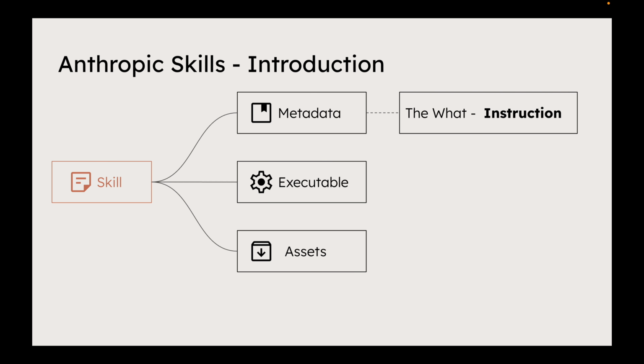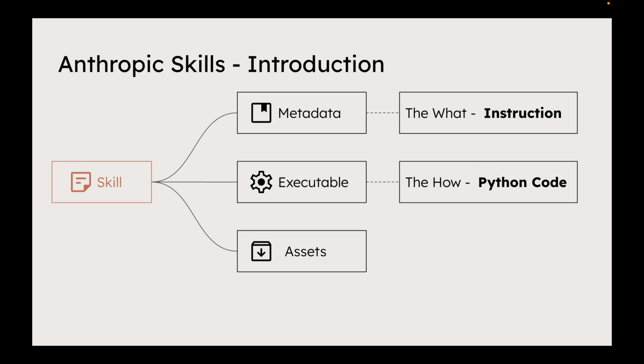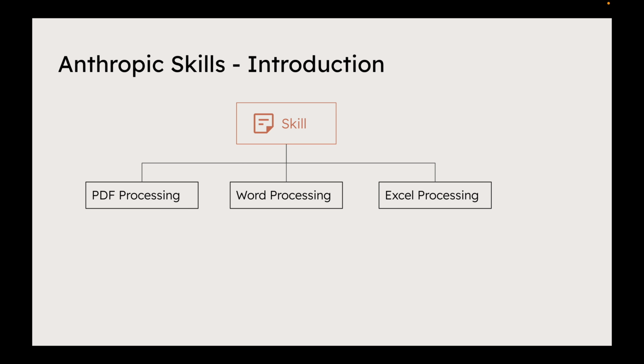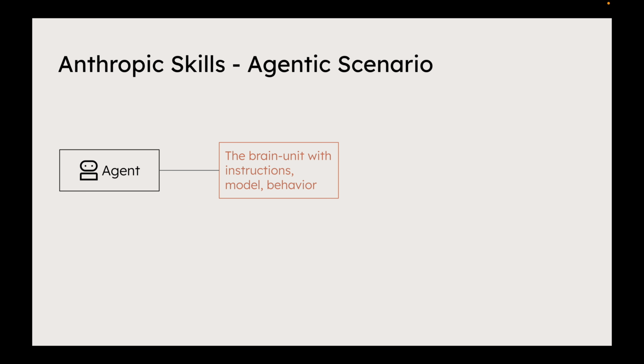Next we have executable, and this is where the magic happens. You can write your own Python code and package it alongside the instruction set. Let's say you want to have a very specific way of creating documents or updating documents. So you can have your own set of templates. These can be images, these can be custom documents and whatnot. Anthropic skills come with some pre-packaged skills, which include PDF processing, word processing, and even Excel or spreadsheet processing.